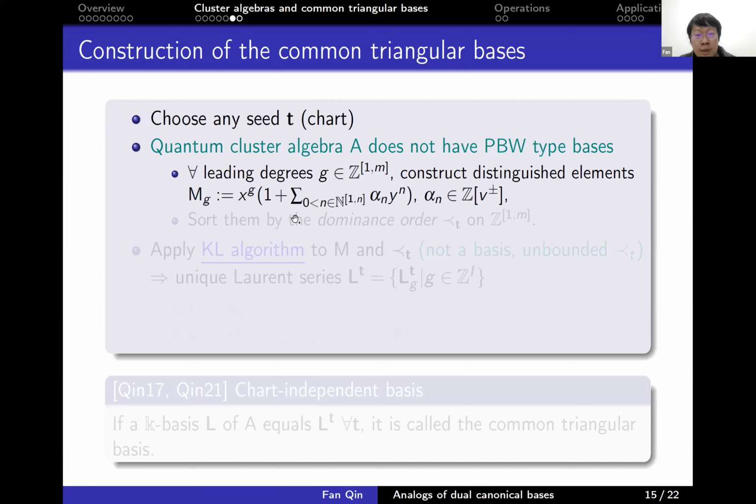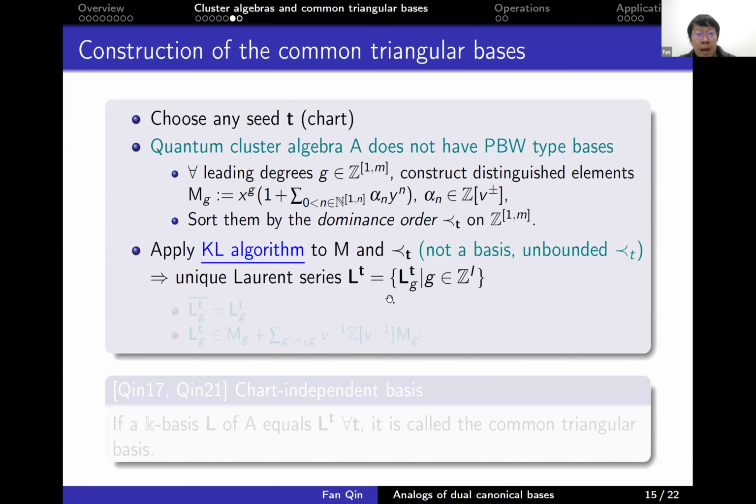Now we can sort this collection of elements by their leading degrees using something called dominance order. So we have some partial order that we can use. And now we try to apply the Kazhdan-Lusztig algorithm to this starting collection of elements sorted by some dominance order. But we have some difficulty here. You do not start with a basis, but you only start with a linearly independent set. So this is the first difficulty. And the second one is that your order is not bounded. You have something unbounded, right?